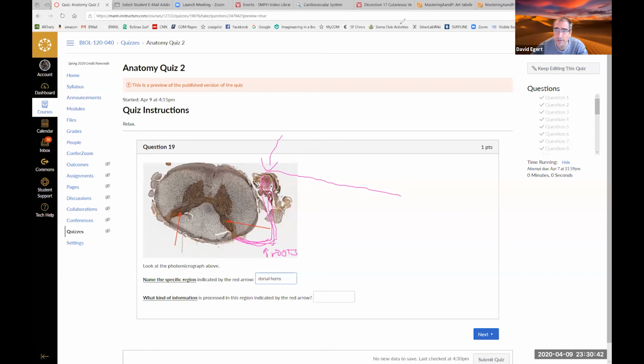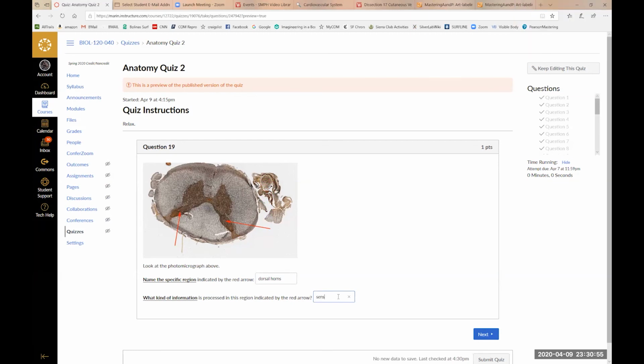So let me clear up my drawings, get rid of this. What kind of information is processed in that dorsal horn? Sensory. It's going to be sensory. So sensory information is coming in there. Now we continue on.